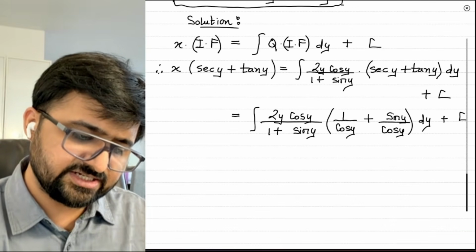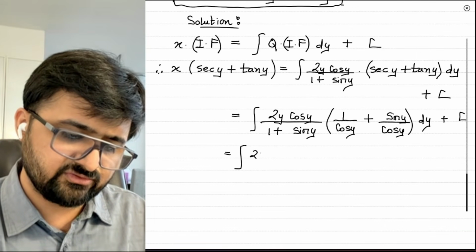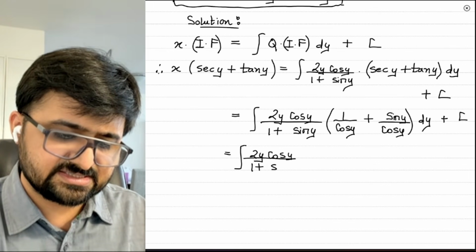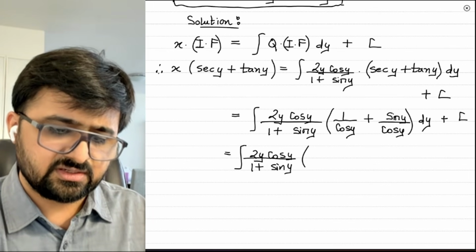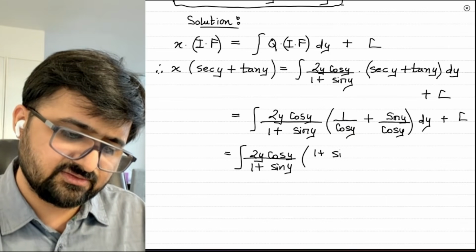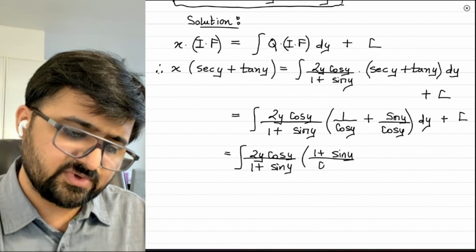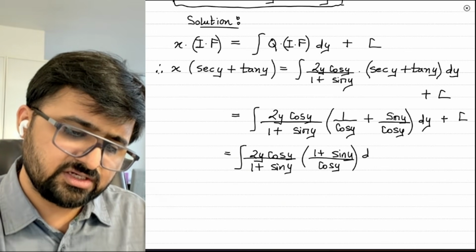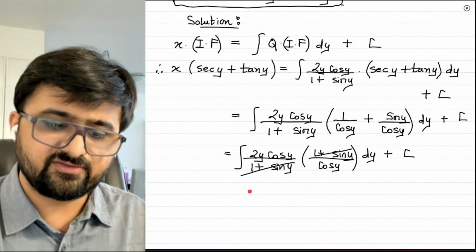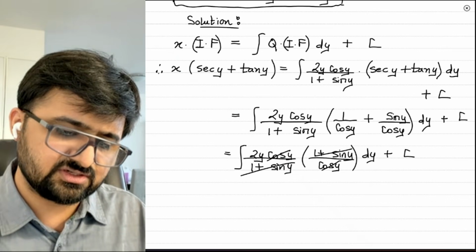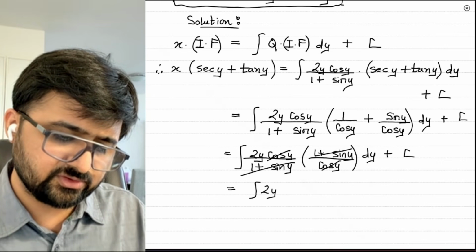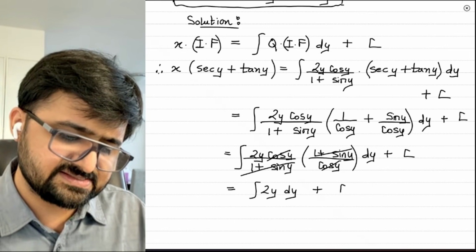Let us simplify this a little bit. This will become integration of 2y cos y divided by 1 plus sine y. The denominators are the same, so we can just add up the numerators. So we'll get 1 plus sine y divided by cos y, into dy plus c. If you notice, this 1 plus sine y and 1 plus sine y will get cancelled, and cos y and cos y will get cancelled. So basically you are left with integration of 2y dy plus c.